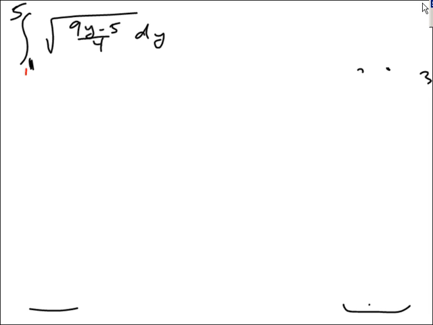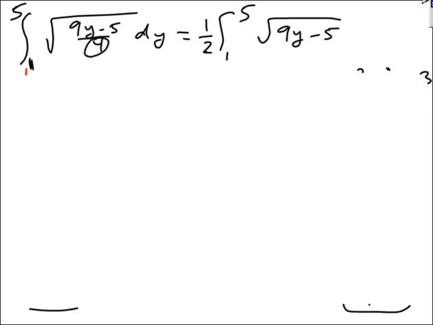Okay. Square root of 4 is 2. I'm going to pull out the 2. And of course the 2 is in the bottom because the 4 was. So now we need to integrate the square root of 9y minus 5 dy. That's a u substitution.